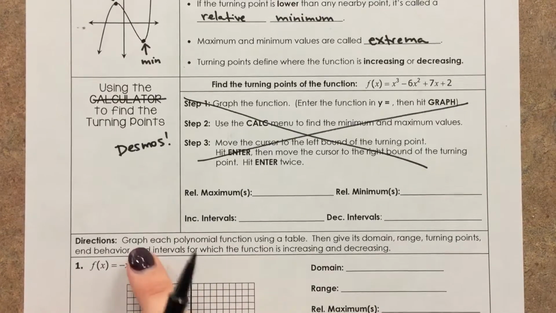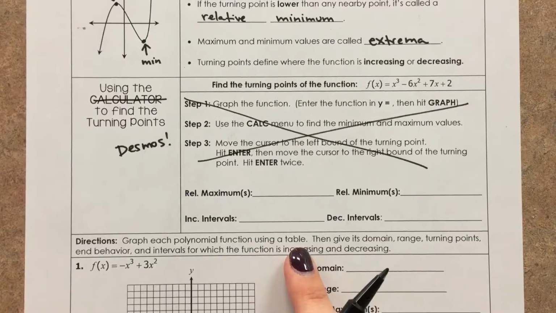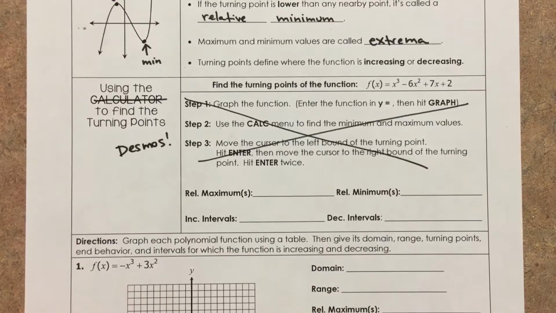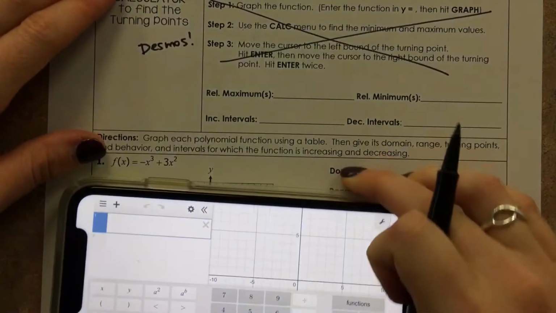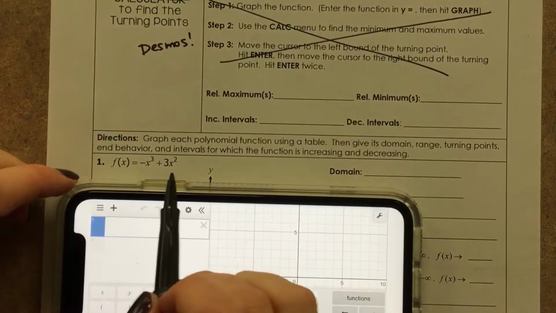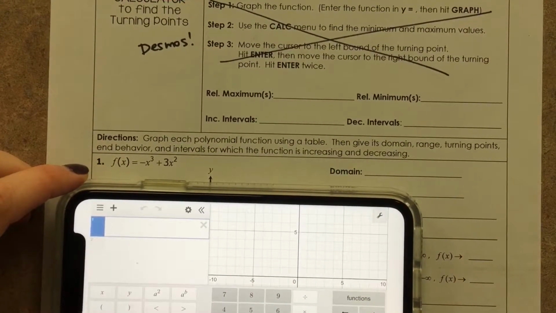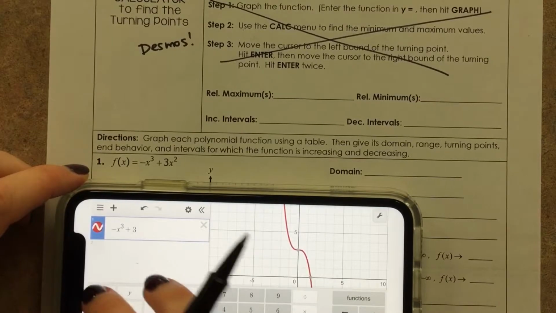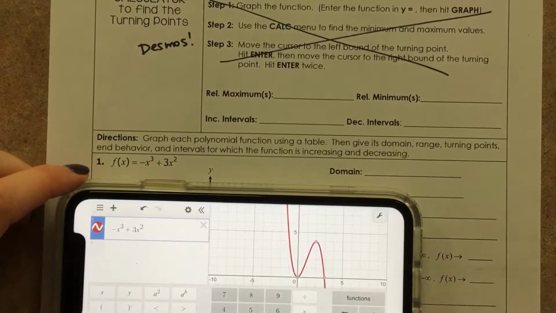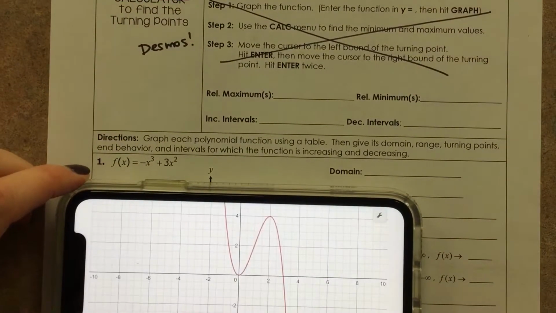So our directions right here, we're going to graph. We're not going to graph using a table. We are just going to plug everything into our calculator. So take this f of x. You don't have to type the f of x, you just write this part of it right here. So we're going to type in negative x to the third plus 3x squared. Okay, so that is our graph.